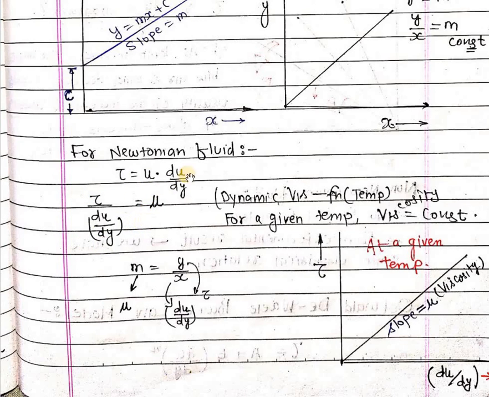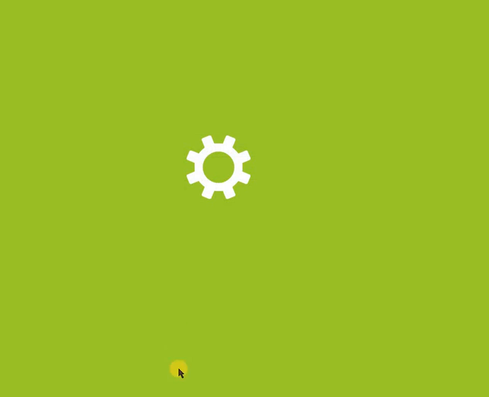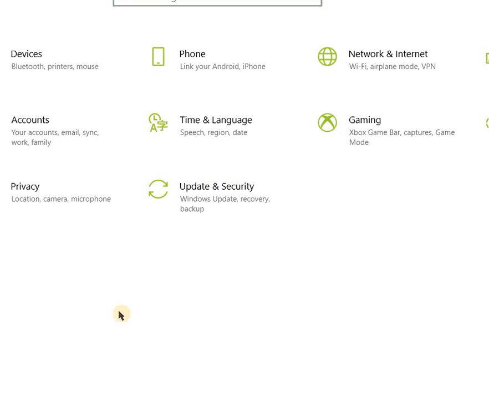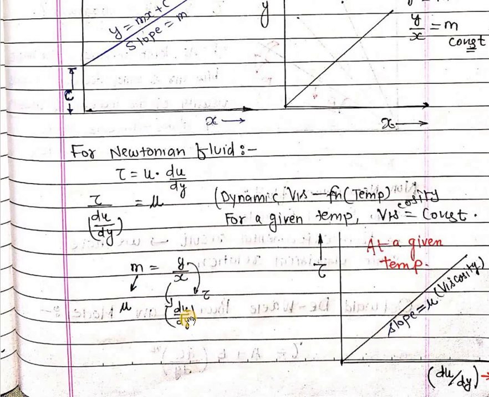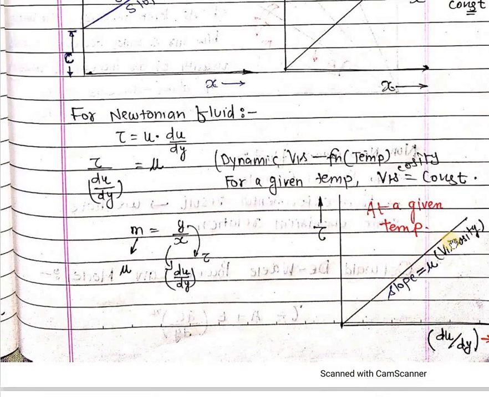So the role of y is taken by tau. So in place of x we can write du upon dy, and in the place of m we can write mu. So mu is equal to y upon x. So the slope is equal to mu. We have the tau on y axis and du upon dy on x axis, and the mu is viscosity.